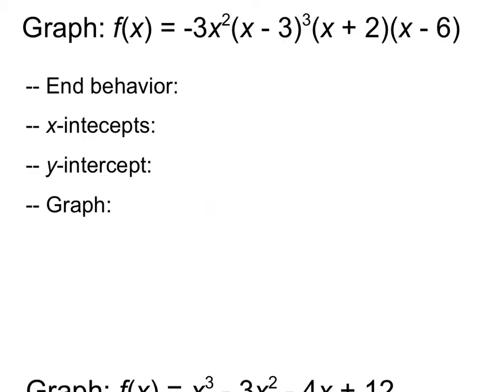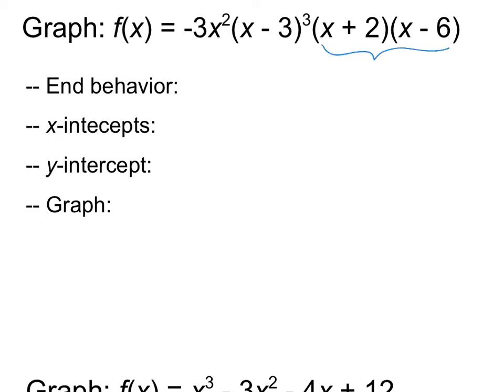Now it's time to do some examples of graphing polynomials. All right, here we have a polynomial that's in factored form. Now, if we wanted to write it in general form, which was the form that we saw in the first slide, you would just multiply everything out.